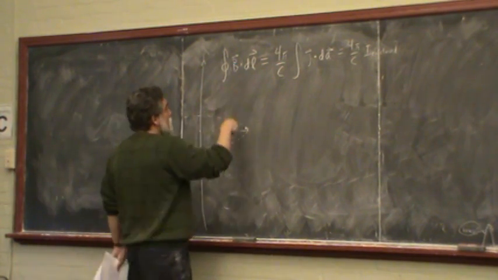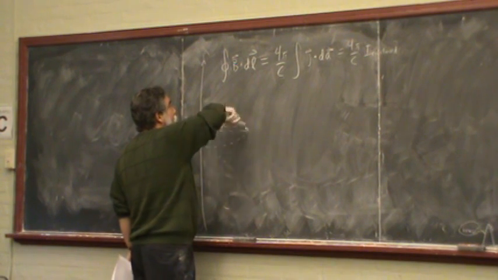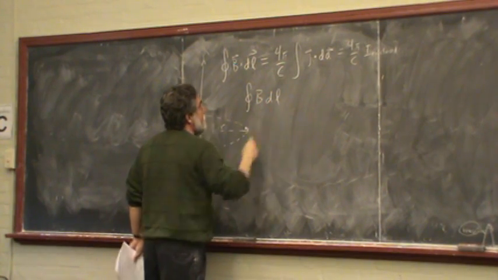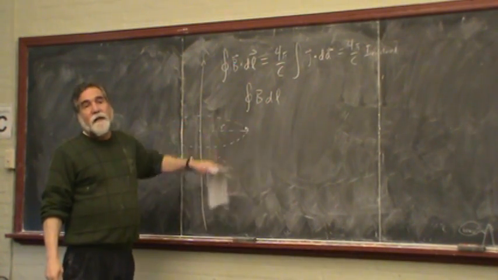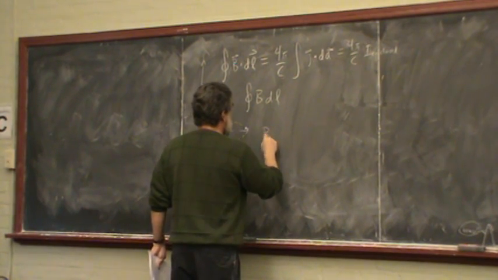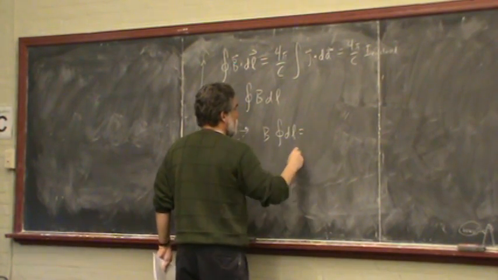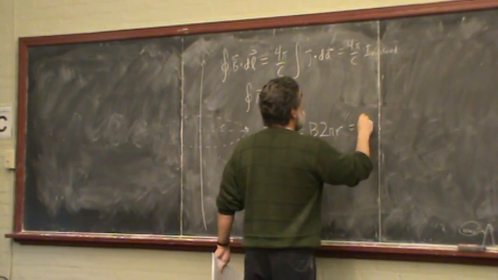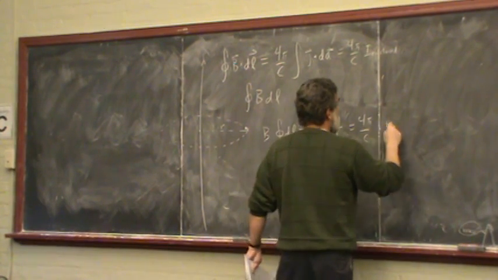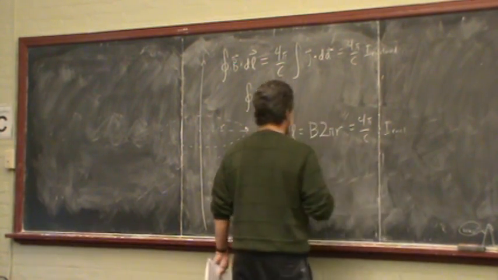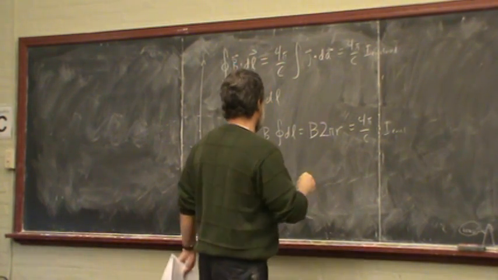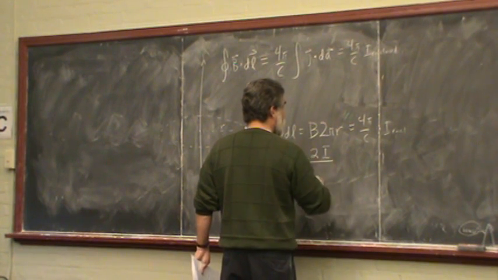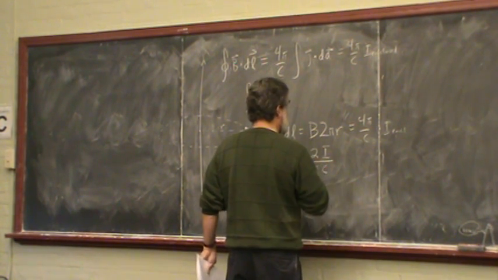And so that means that if I take a path that's parallel to the magnetic field at every single point, the dot product goes away. Integral B dl. The magnetic field is constant in magnitude over that path, so it's B times 2 pi r, which is equal to 4 pi over c current enclosed. And so let's hope that this is actually going to work out. Right? It gives me 2 pi over rc.